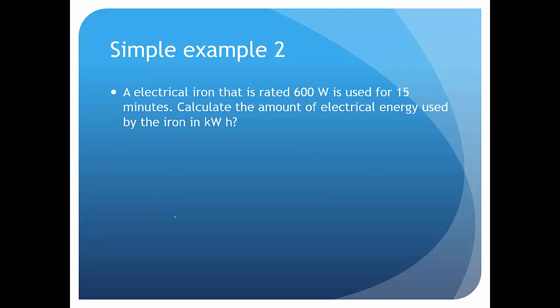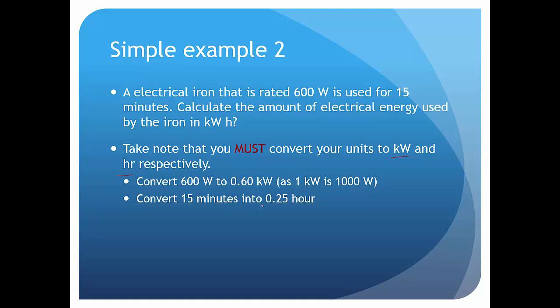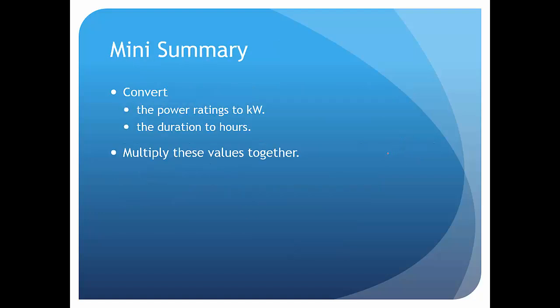Let's use another example to illustrate this point. This time, an electrical iron that's rated at 600 watt is used for only 15 minutes. Calculate the amount of electrical energy used in kilowatt hour. Like I said, you must convert your units to kilowatt and hour respectively. So 600 watt is 0.6 kilowatt, and 15 minutes is 1/4 of an hour, which is 0.25. Then you multiply them together, 0.6 multiplied by 0.25, which is 0.15 kilowatt hour. I emphasize again, we must convert into hours and kilowatt respectively before we multiply them. So this is a mini summary.